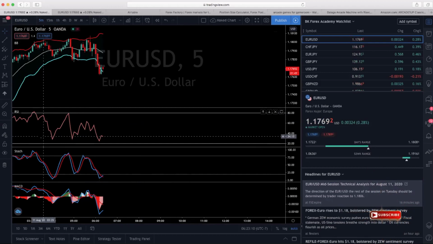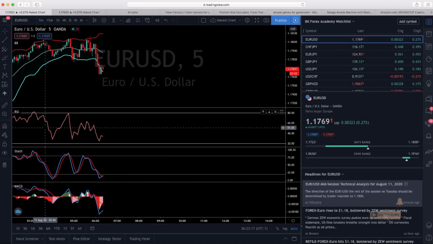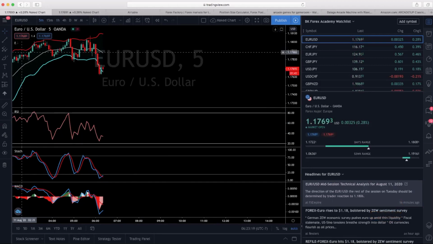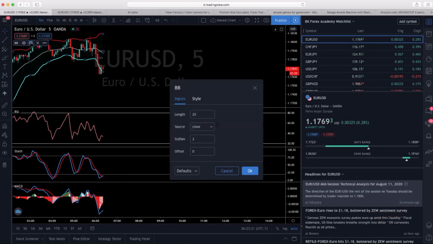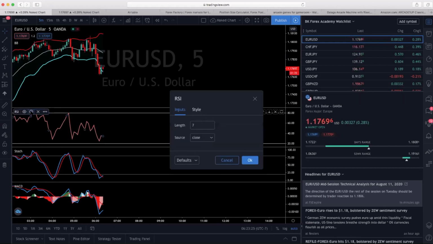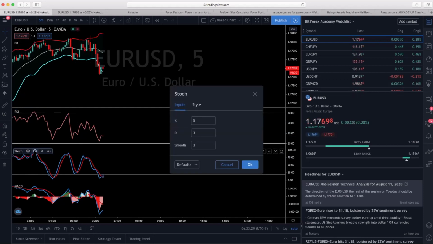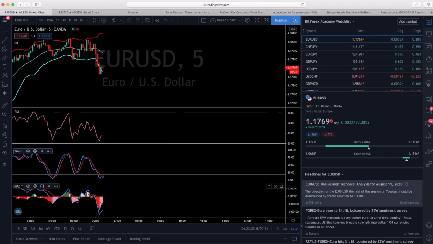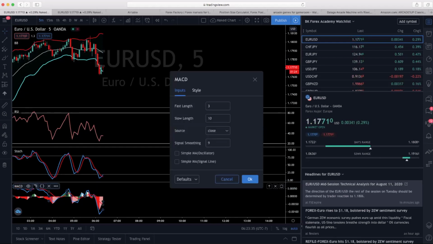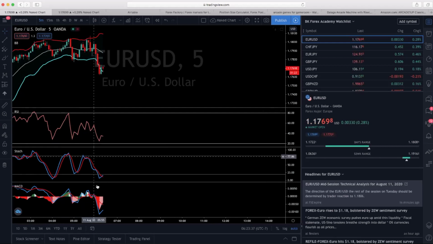The settings for these indicators are in the training manual, and those are on the website. I'll just give them to you real quick. It's standard for Bollinger Band. For RSI, I believe it's standard as well. For stochastic, it's 5, 3, and 3. And for MACD, I'm using TradingView, it's 3, 10, and 9, okay? So 5-minute confirmation is coming together. We don't rely on the indicators.